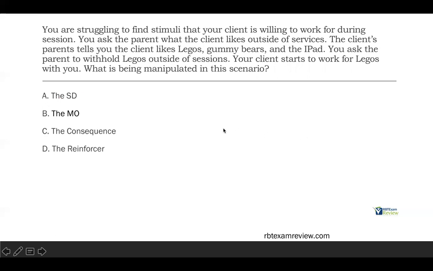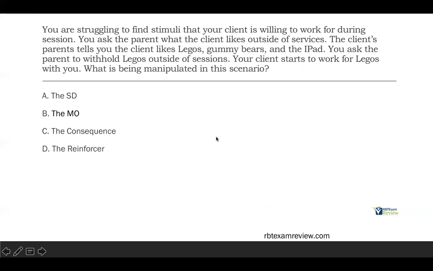All right, you are struggling to find stimuli that your client is willing to work for during session. You ask the parent what the client likes outside of services. The client's parents tell you the client likes Legos, gummy bears, and the iPad. You ask the parent to withhold Legos outside of sessions. Your client starts to work for Legos with you. What is being manipulated in this scenario? Is it the SD, the MO, the consequence, or the reinforcer?